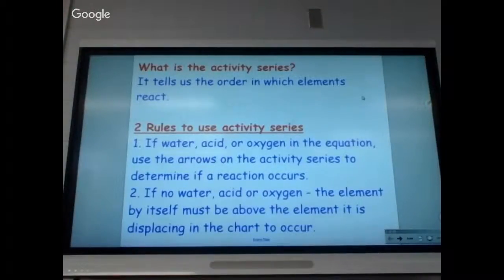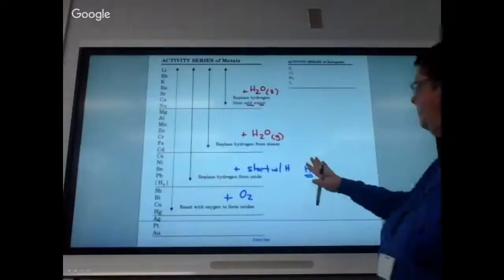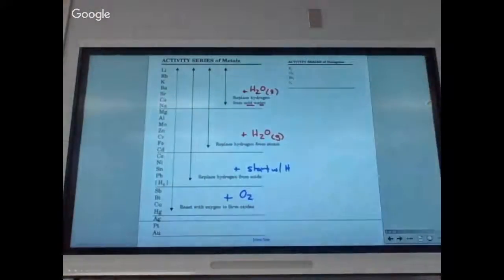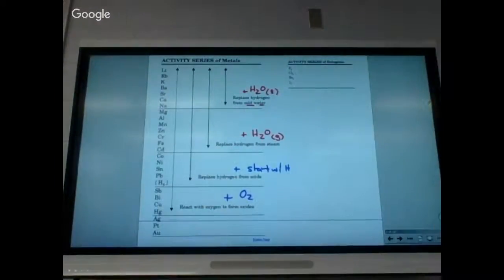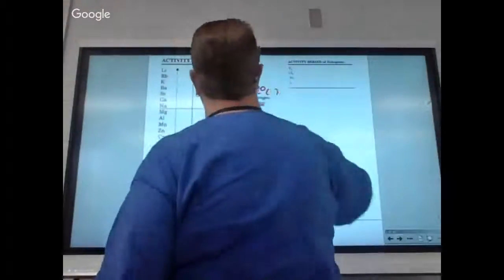All right, so if you will turn to page 7, I think it is, on your reference table. You get to write on your chart again. If you look at the activity series, you get to write a couple of things on your chart. For right now, because you'll know all this again by the end of the year, on your chart, it says replace hydrogen with cold water. Because you don't know what cold water is, let me change this.